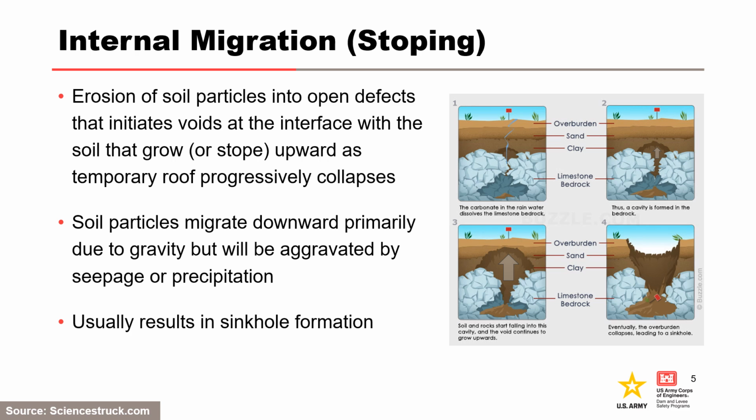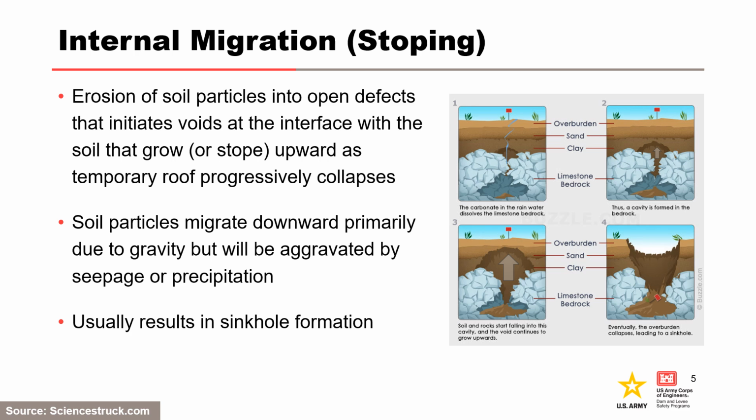Internal migration occurs when soil particles move or drop into an open defect. Soil particles that drop into the bottom of the void are carried away by seepage to an unfiltered exit. If extensive void space exists in coarse soils or bedrock, an open exit may not be needed, but sufficient storage space for eroded fine particles must be available.